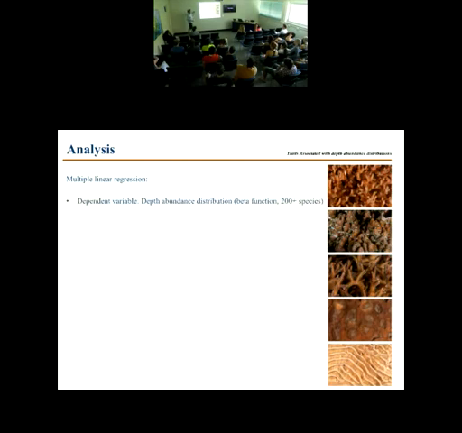So the dependent variable of this is going to be the depth abundance distribution, and this is going to be an axis defined by the beta function, which I've used in the previous chapter, and over 200, probably over 300 species that I'll actually accumulate from the data in this initial sampling run.